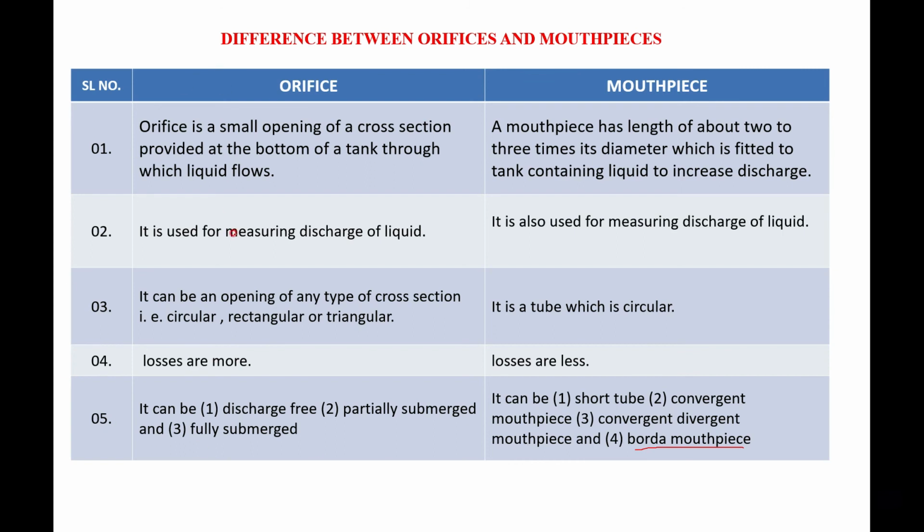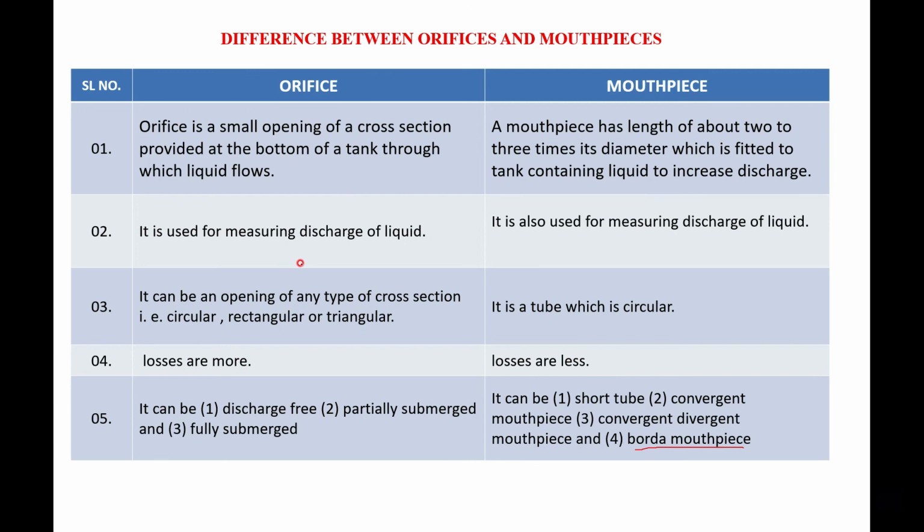Even you can draw a figure for differentiating the orifice and mouthpiece, but remember both devices are used to measure the discharge through the tank. Depending upon the situation and the condition where you are going to measure the discharge, these two different devices are used. A mouthpiece is just an extension of an orifice, and an orifice is just a circular opening fitted at the bottom or at the side of the tank. So these are a few differences between orifices and mouthpieces.